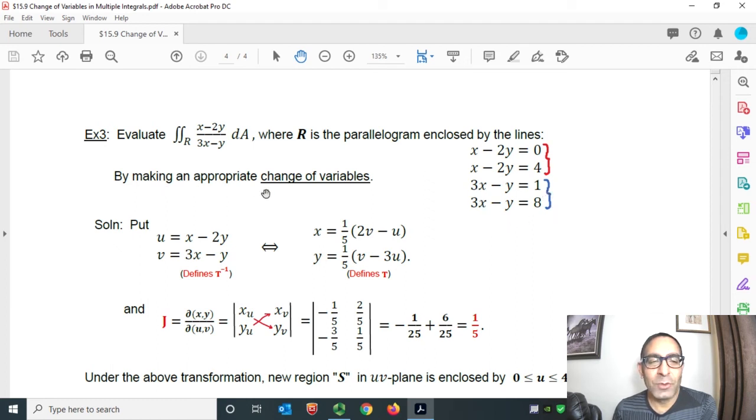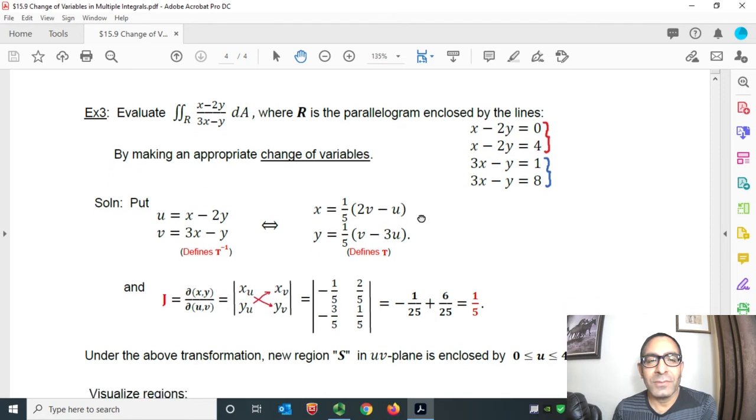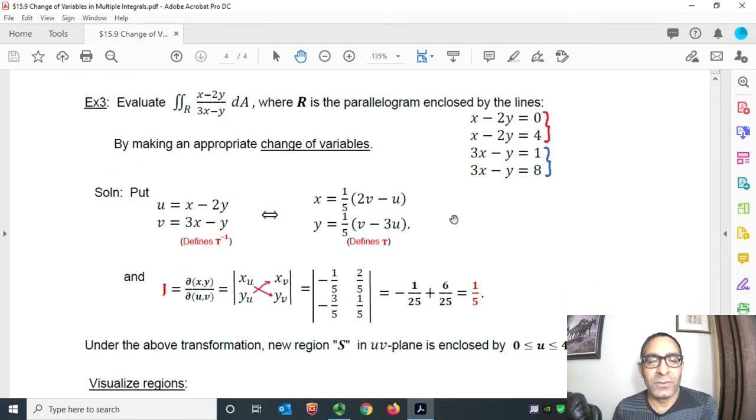by making an appropriate change of variables. So here our first step is to find the transformations, and then find the Jacobian of that transformations and use the formula. So first, let's put u equals x minus 2y, v equals 3x minus y.